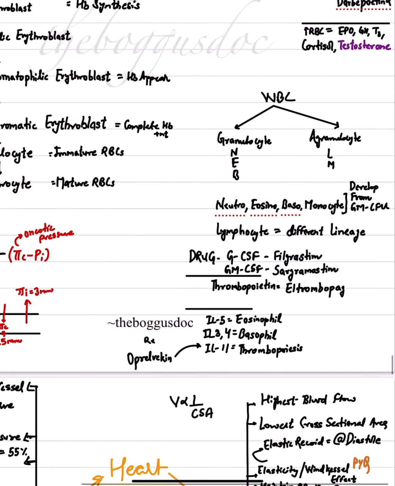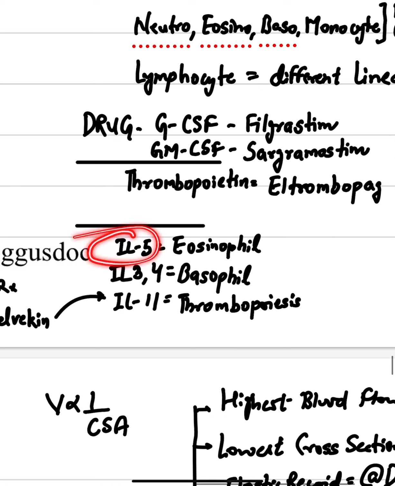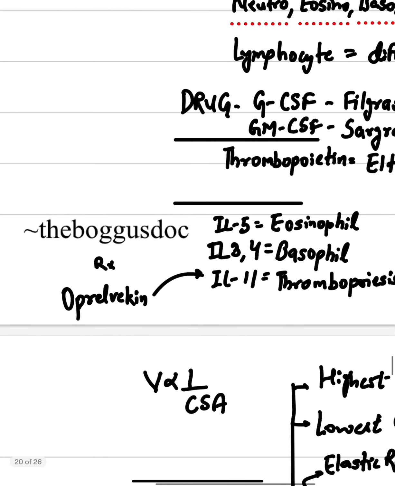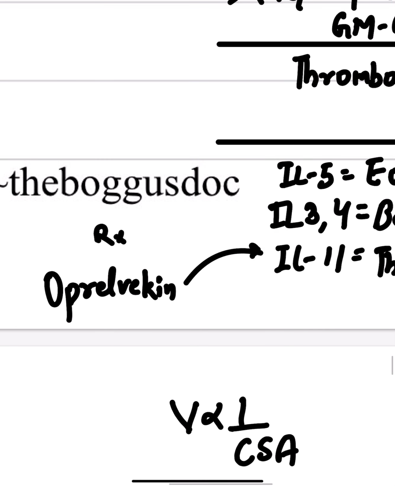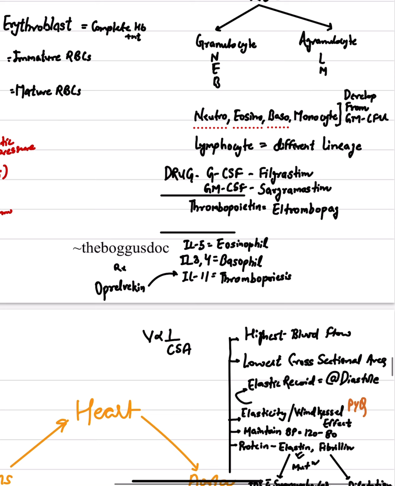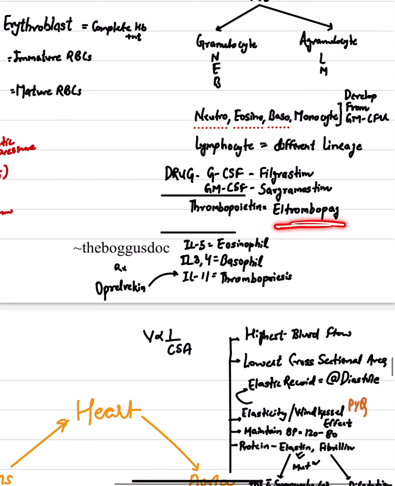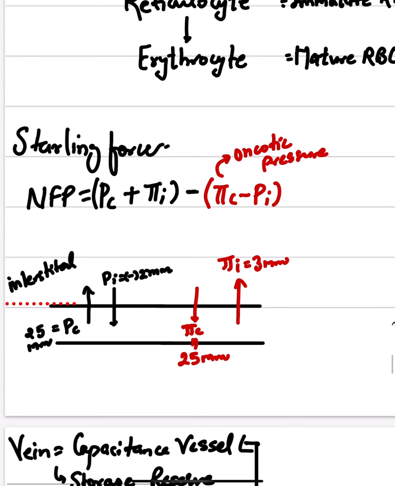There are some interleukins that also stimulate the formation of WBC, just like interleukin 5. Remember, it is asked in PYQ: eosinophil. Interleukin 3 and 4 for basophil, and interleukin 11 for thrombopoiesis. For interleukin 11, we have oprelvekin. You can remember by this: in interleukin 11, you have this leukin. So what is the drug that works on the interleukin 11 receptor? It is oprelvekin, but the thrombopoietin receptor drug is eltrombopag.